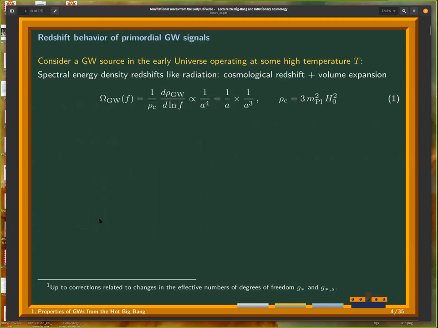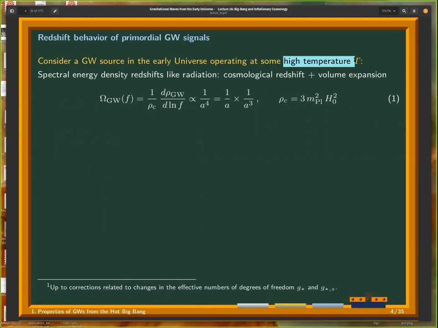Okay, so let's start with the properties of gravitational waves, just in the context of standard hot Big Bang cosmology. We want to consider a gravitational wave source in the early universe operating at some high temperature T. And first of all, we're interested in how the gravitational waves produced at such a high temperature redshift throughout the following expansion of the universe.